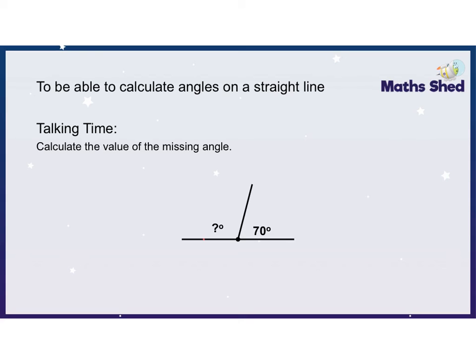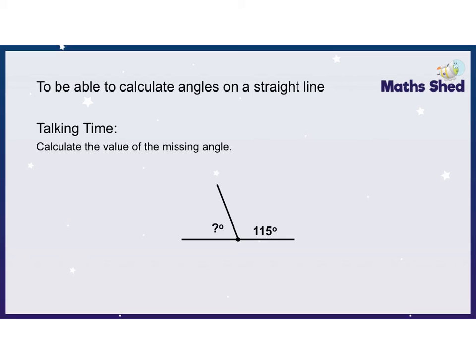And again, we know angles on a straight line will add up to half a turn, 180 degrees. So if that is 70, what would this be? It would be 180 minus 70, which would make it 110 degrees. We can check whether we've got a reasonable estimate because this angle is greater than a right angle, so we know it's more than 90 degrees.